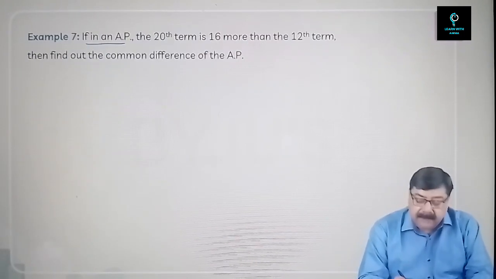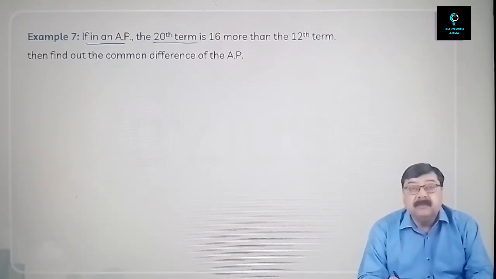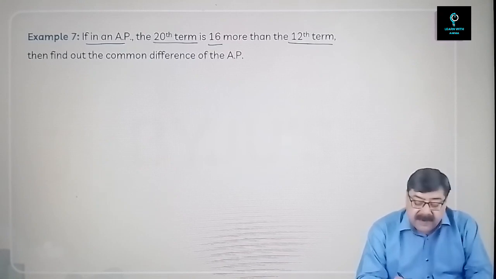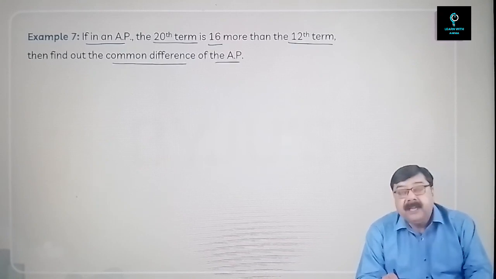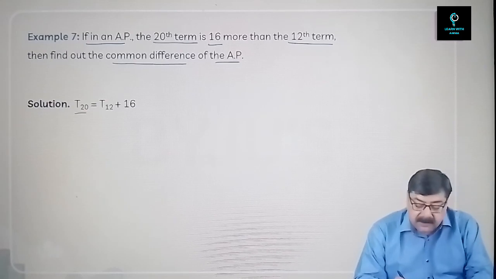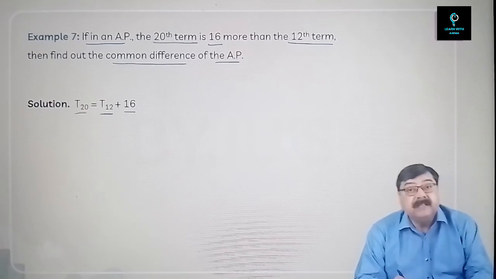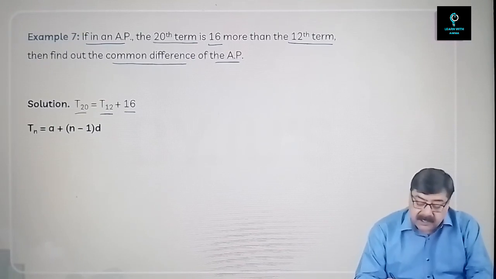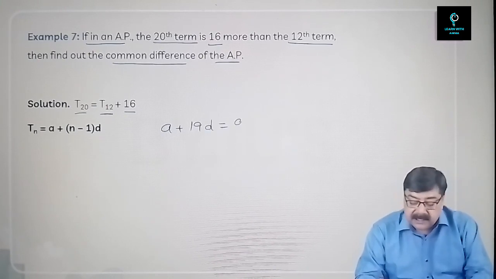Now if in an AP the 20th term is 16 more than the 12th term, then find out the common difference of the AP. So the 20th term here is 16 more than the 12th term. That is what is given to us here. Using the general expression, the 20th term can be written as A plus 19D, that equals the 12th term, that is A plus 11D plus 16.